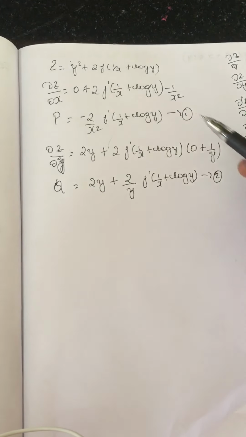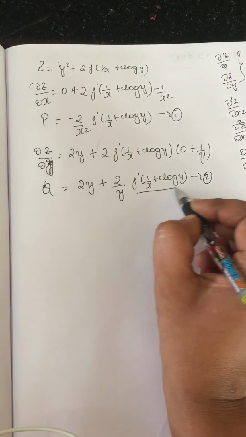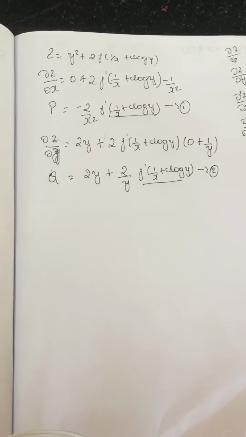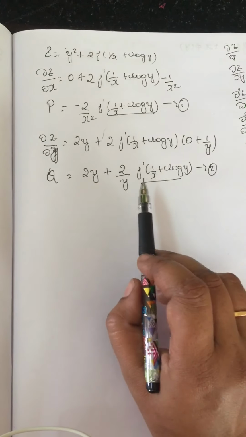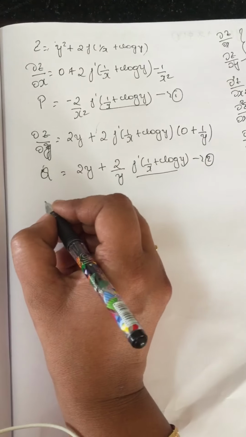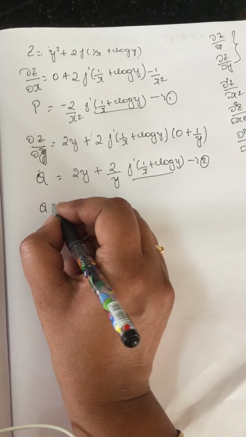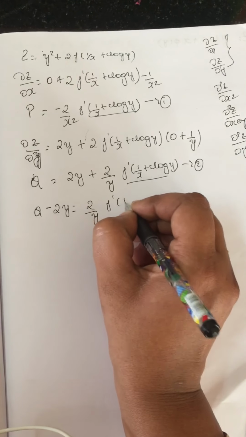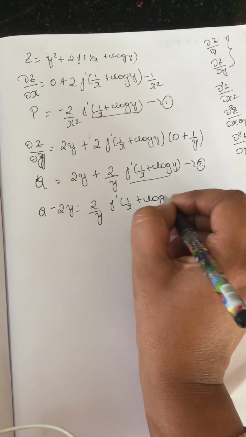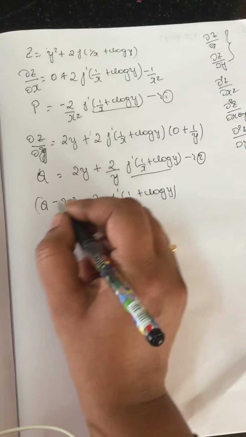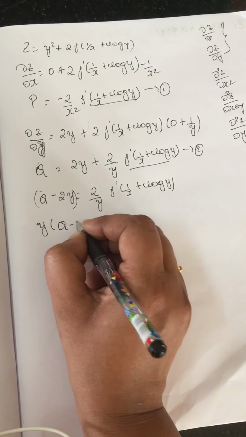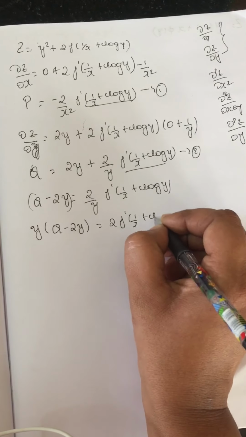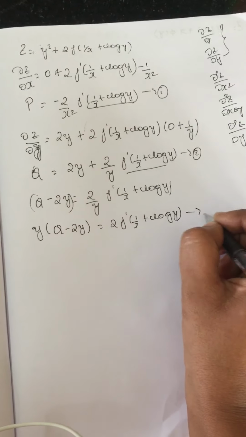First, using these two equations, we try to eliminate the function. Function means we eliminate this f'(1/x + log y). Is it possible? Think once again. Equation 2 can be written as q − 2y, shifting 2y to the left-hand side, which is equal to (2/y) f'(1/x + log y). Then, by cross multiplication, we can write y(q − 2y) = 2 f'(1/x + log y). Call it equation number 3.